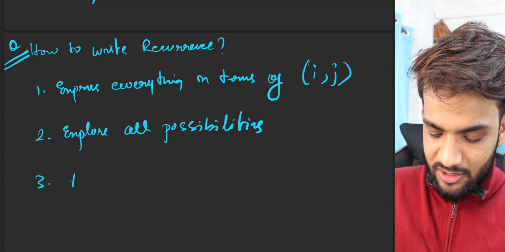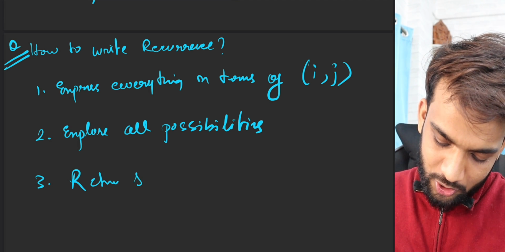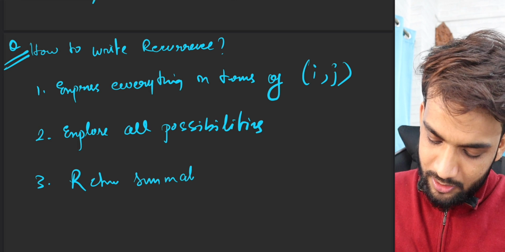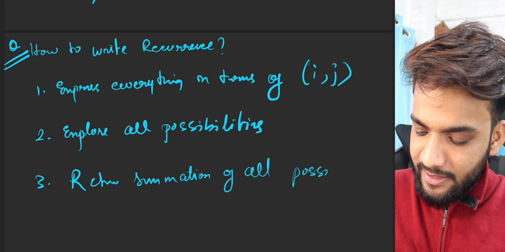And the third thing is count always. So return the summation of all possibilities. Return the summation of all possibilities.